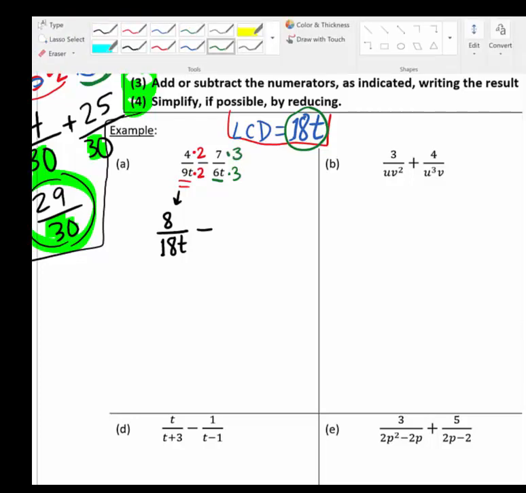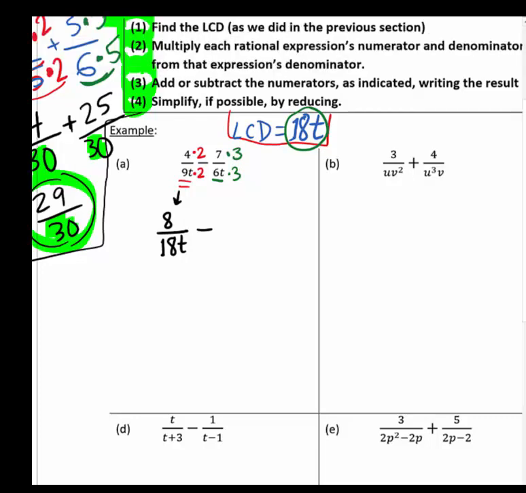But remember, whatever you multiply the denominator by, you have to multiply the numerator by. So this guy will become, in the top, 7 times 3 is 21. On the bottom, 6t times 3 is 18t, which it better be, that's the whole point. And now that they have the same denominator, I can combine them. And of course, the denominator will stay the same, 18t. 8 minus 21 will be, what, negative 13, I think? Is that true? Yeah. And I can't reduce that.